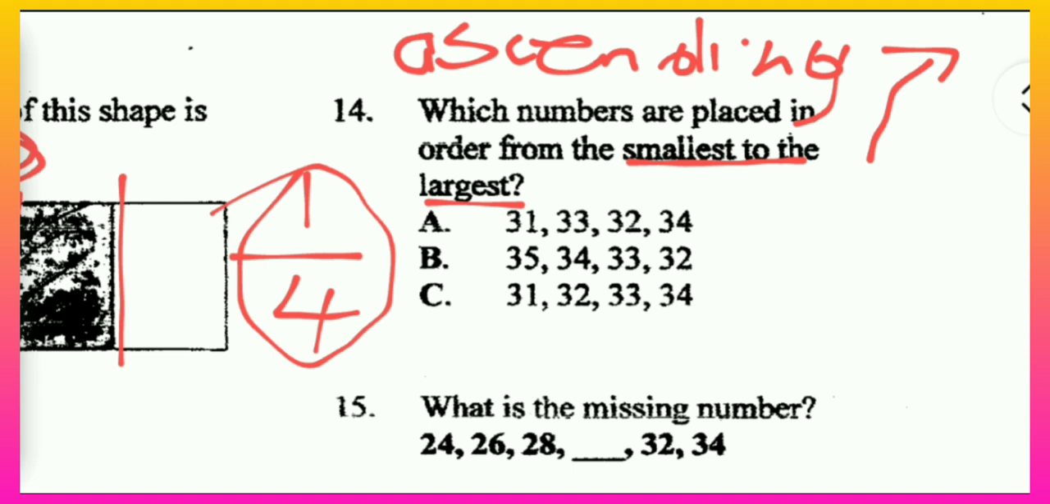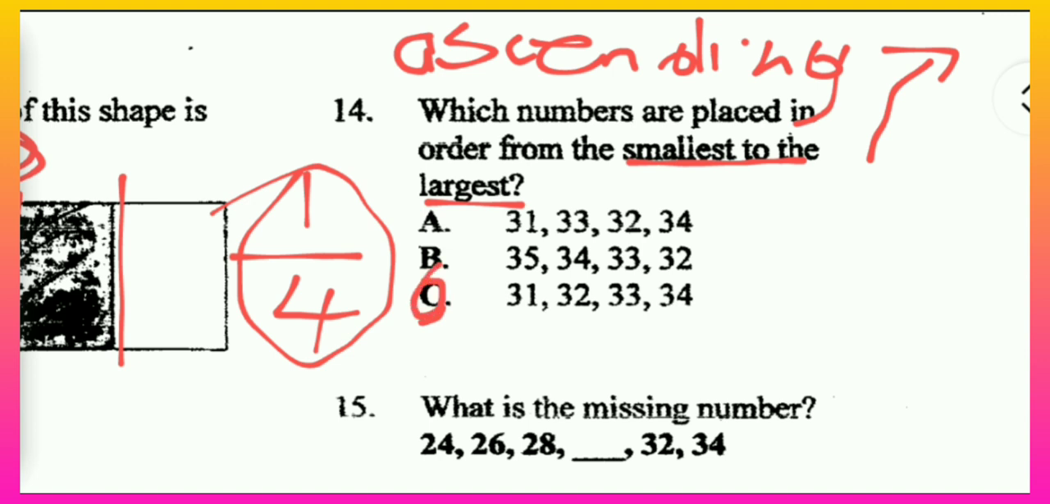So which is the smallest number we're dealing with? We know it's 31, so it's got to be between A and C. So after 31 comes 32, so we know it's going to be C. We don't need to work any further. The answer is C.